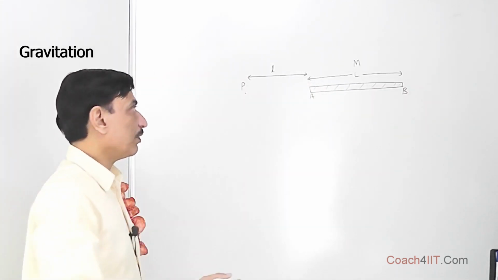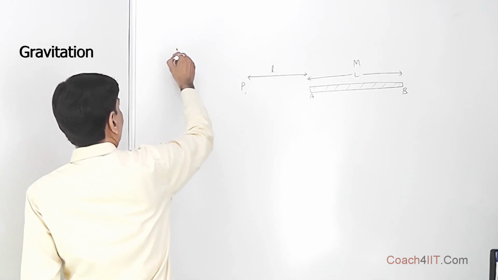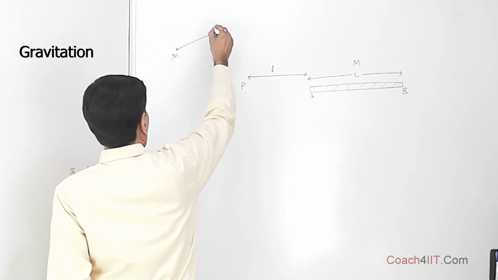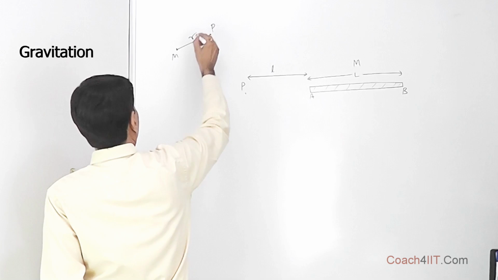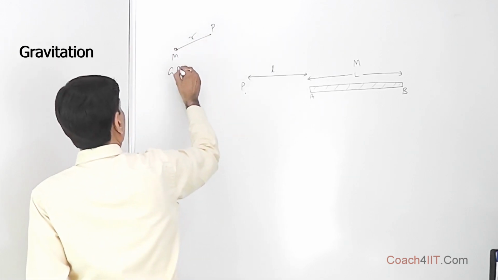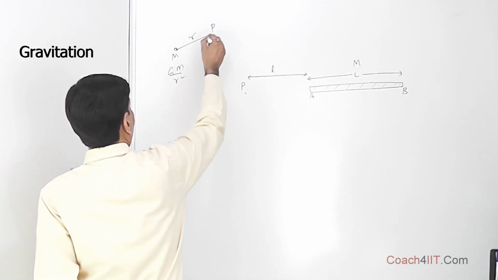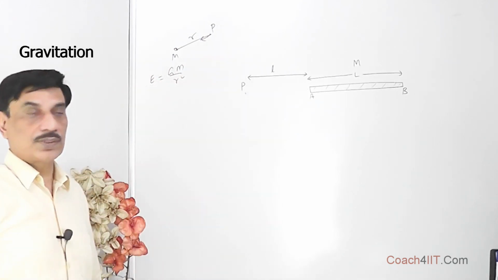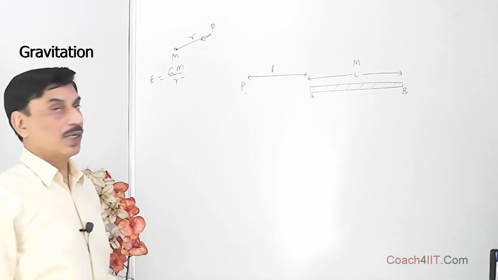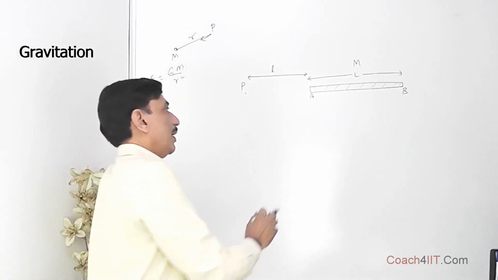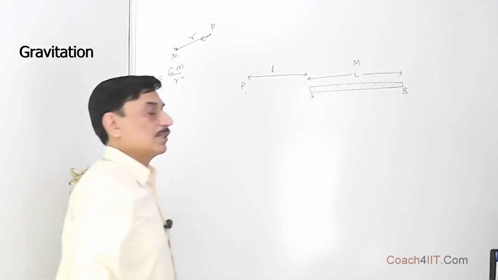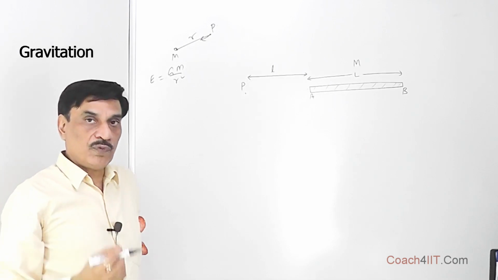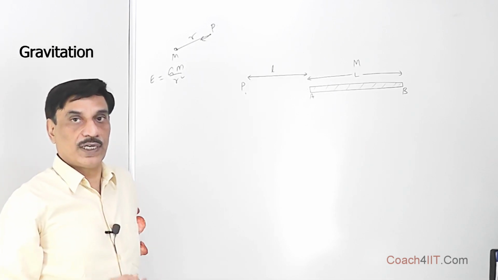Now if we have a point mass, let's say the mass M is over here, the gravitational field intensity at the point P at a distance r is going to be GM upon r square, and it is going to be in this direction. So that is the direction of gravitational field intensity, and the magnitude is GM upon r square. But over here the mass is not a point mass, but it is distributed over the length. So obviously we will have to make use of integration.